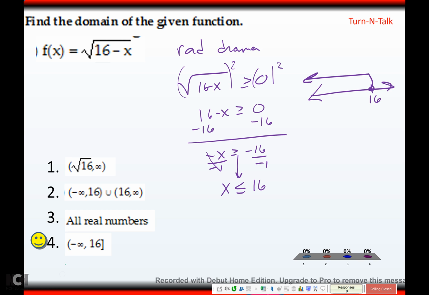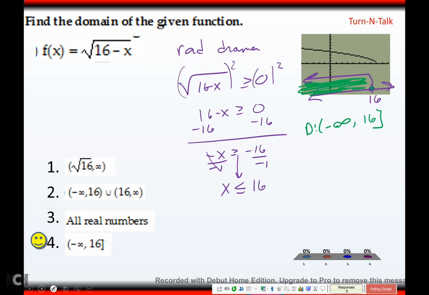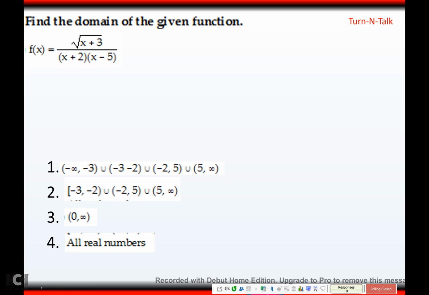So my domain is where there's purple, which is up until this point, which starts at negative infinity and goes to 16, and that's filled in because of the or equal to, so it's going to be a square bracket on the end. Alright, try this one, hit pause, come back when you're ready.